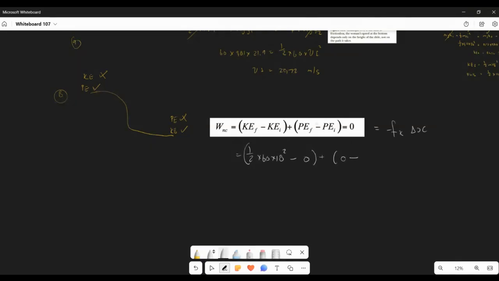And we're minusing now, what is this called now? The potential energy at the top, which is going to be 60 times 9.8 times that height, which was 21.9, I believe. All right, so all you have to do is take that term minus that term, and we should get our non-conservative work, which is essentially our friction work in this case.